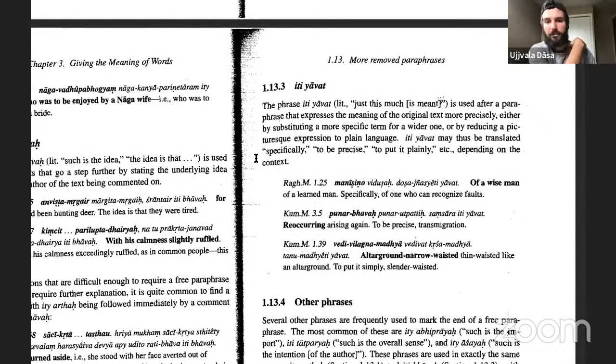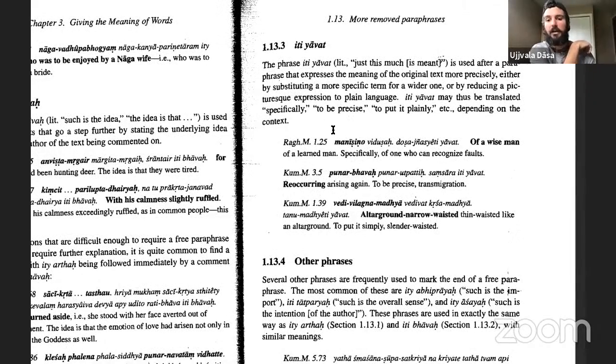Iti yavat. The phrase iti yavat is used after a paraphrase. This I found interesting because I didn't know this. That expresses the meaning of the original text more precisely, either by substituting a more specific term for a wider one, or by reducing a picturesque expression to plain language. Iti yavat may thus be translated specifically, to be precise, to put it plainly, etc., depending on the context.